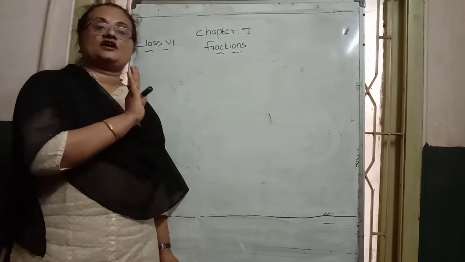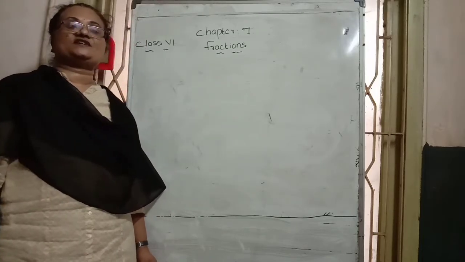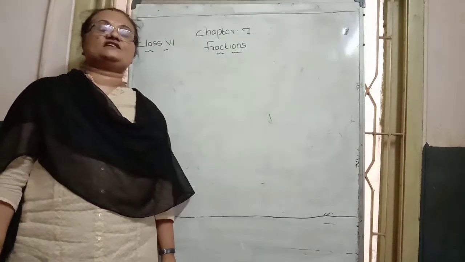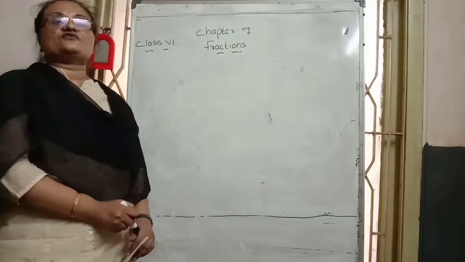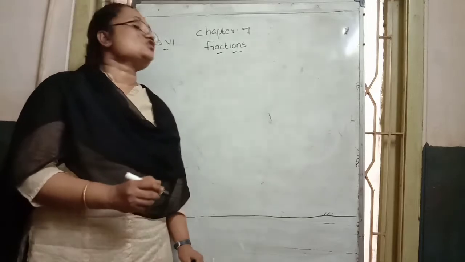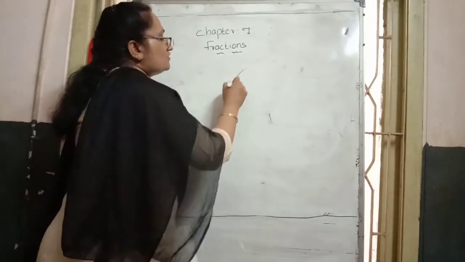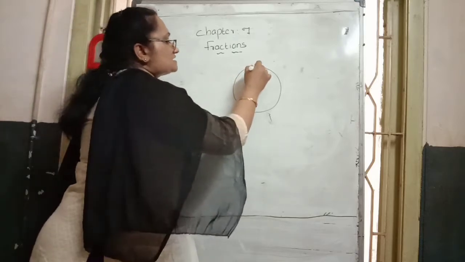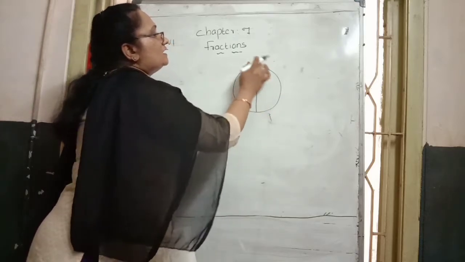Hi students, now we are going to discuss Chapter 7, Fractions. In that chapter, what is a fraction? Fraction means a part of a whole thing. Here, one circle is there. Here, a part is represented as a fraction.